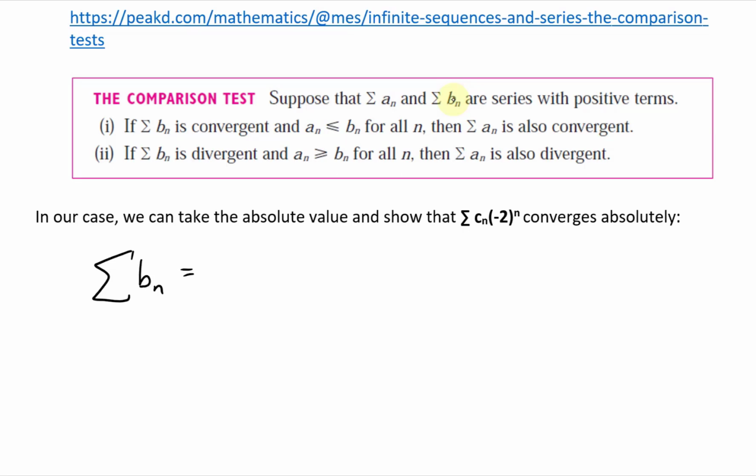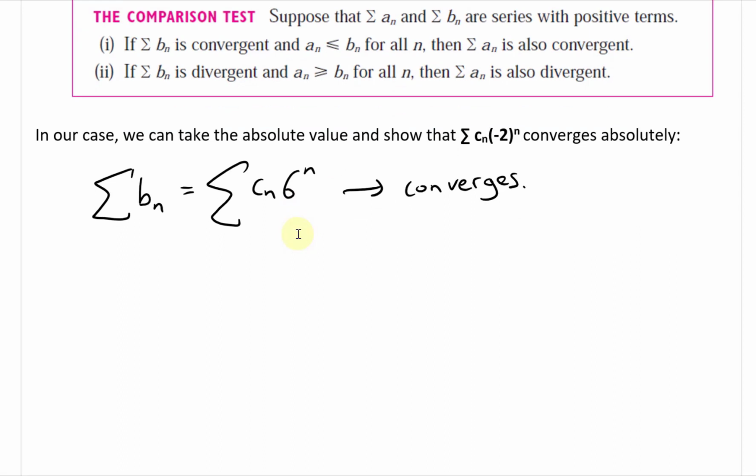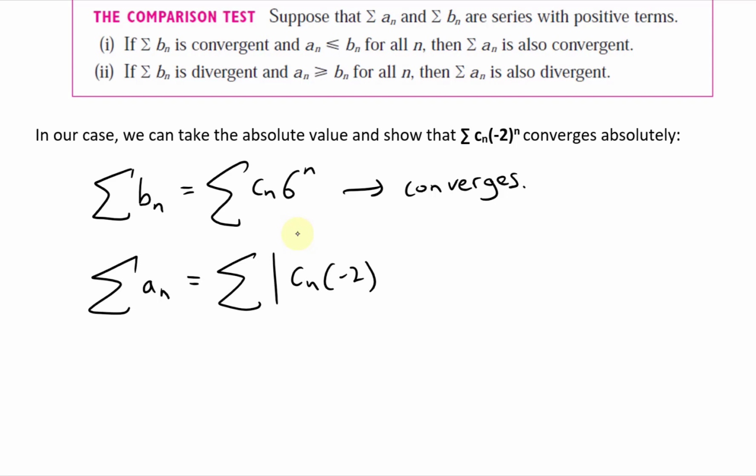Alright. This equals the summation, the one we're going to compare it with, that we know converges. This is Cn 6^n. This converges, so we're given that it converges. Now let's take a look at the other term right here, a_n. Instead of just using the regular one, because there's a negative there, we'll use the absolute value of it. So Cn times negative 2^n.